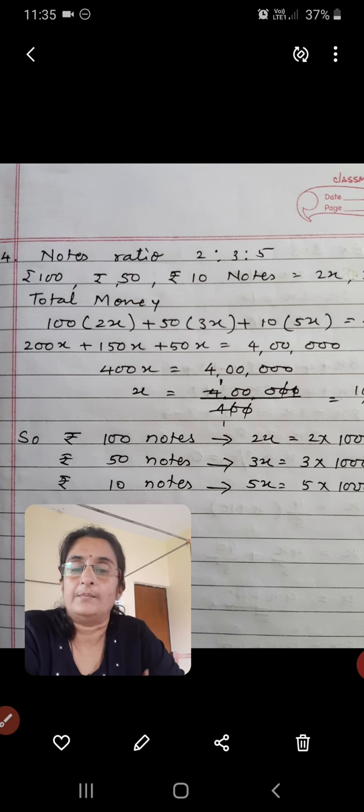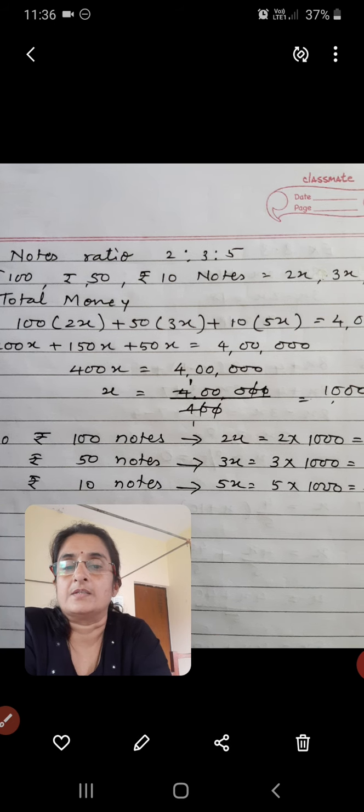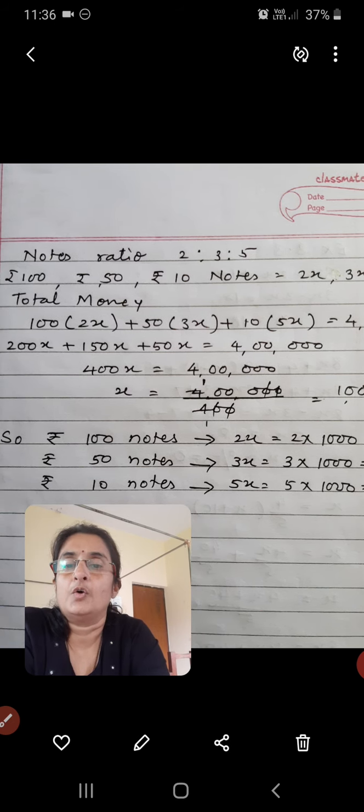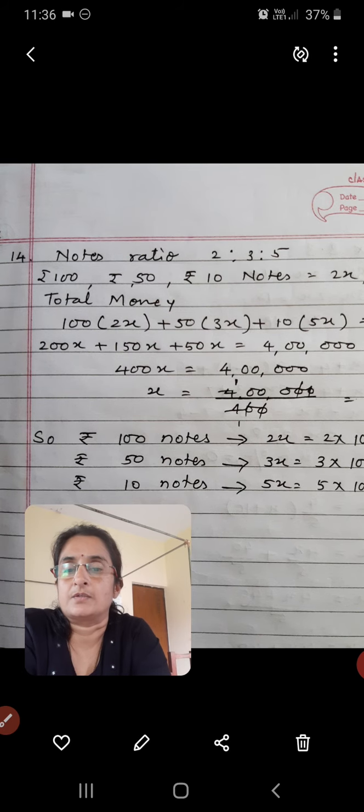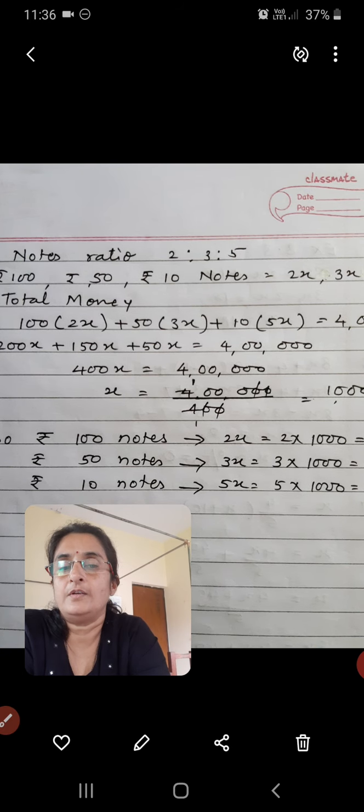Fine. Now we'll make the equation first. So the equation will be 100 rupees notes, how many? 2x. Plus 50 rupees notes is 3x. Plus 10 rupees notes is 5x is equal to 4 lakhs. Open the brackets. 100 into 2x is 200x. 50 into 3x is 150x. 10 into 5x is 50x. It gives 4 lakhs rupees. Add all the like terms, that is 200, 150 and 50 is 400x is equal to 4 lakh. Take 400 to the right hand side and divide. You will get 1000. So x value is 1000 now.